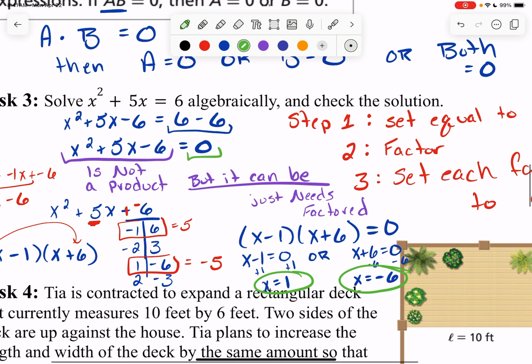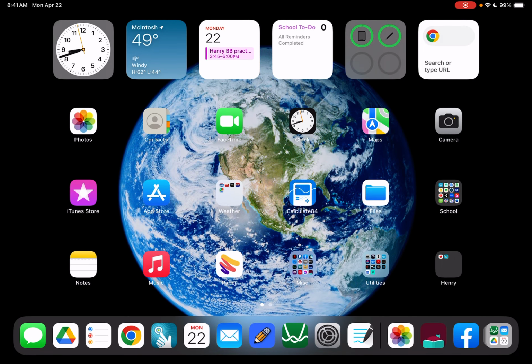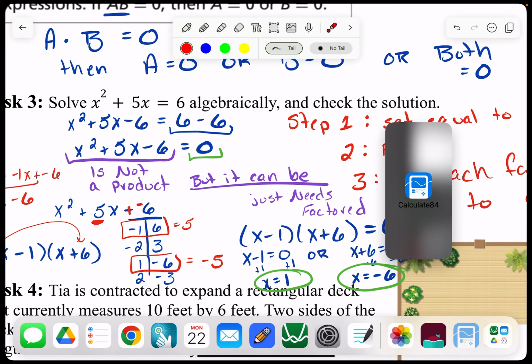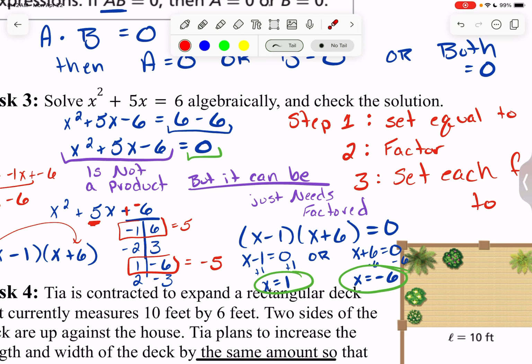Then I always like to go back into the very original equation and plug those in, and this is where you can use your calculator. So let's pull my calculator up. 1 squared plus 5 times 1 equals 6. Now, negative 6, I'm going to put it in parentheses: negative 6 squared plus 5 times negative 6 also equals 6. It did work. If I hadn't remembered the parentheses, it won't work, because my calculator is taking 6, squaring it, and making it negative. So be careful with those parentheses and squaring.